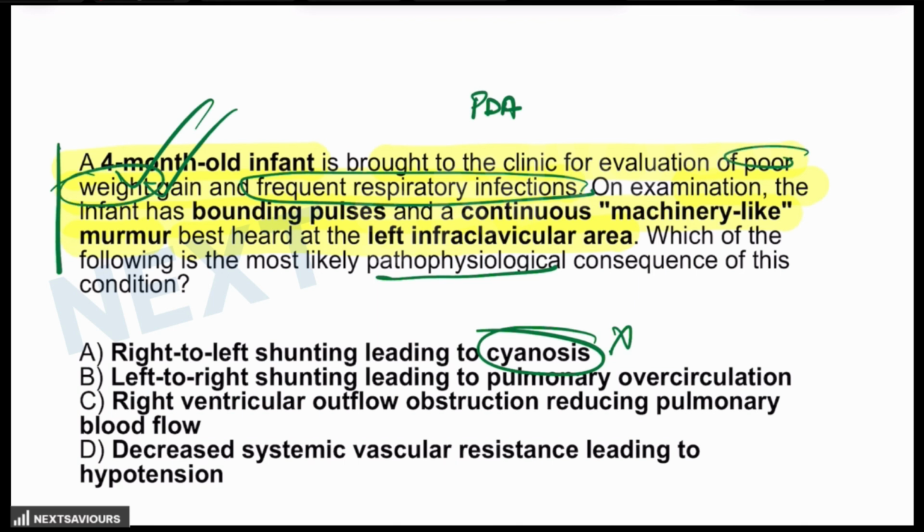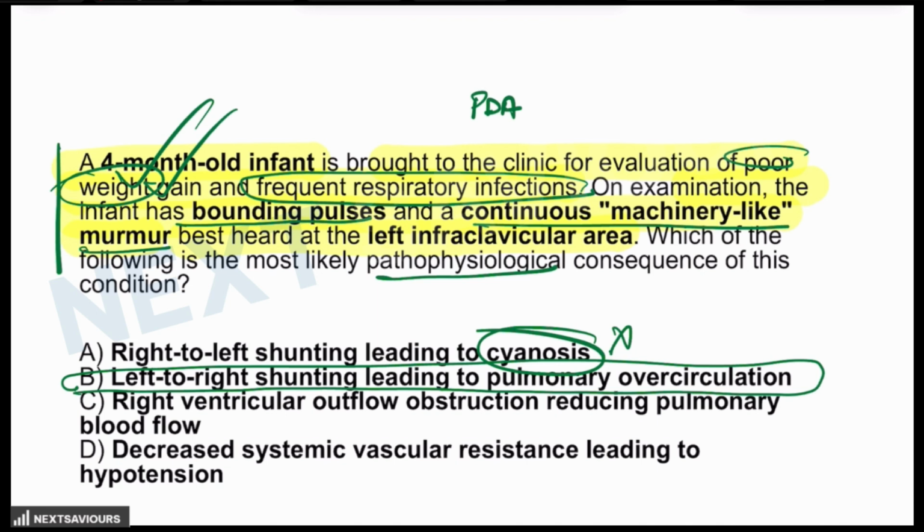So, what are the key clinical features on the basis of which you have identified this? The presence of a machinery-like murmur and the bounding pulses. Failure to thrive and recurrent respiratory infections are due to pulmonary congestion. So, the best answer for this is obviously B. That means there is left to right shunting leading to pulmonary overcirculation.